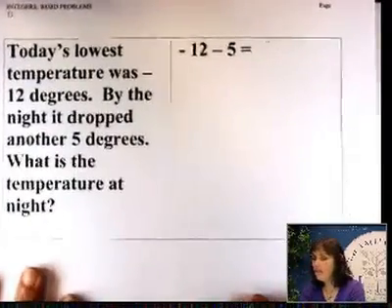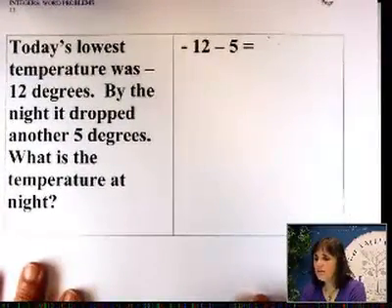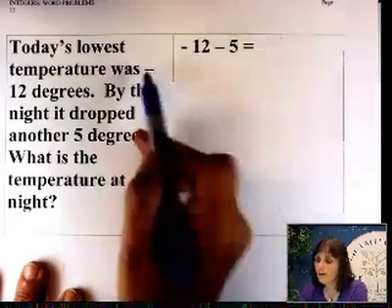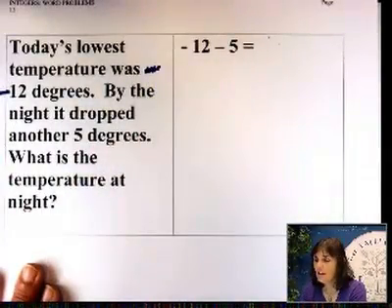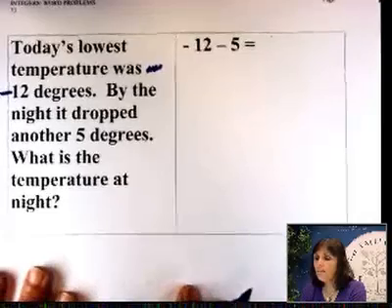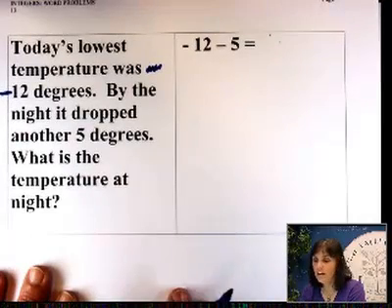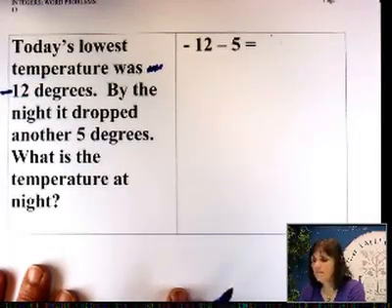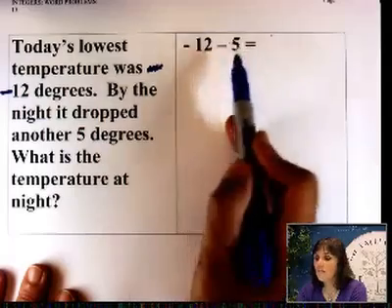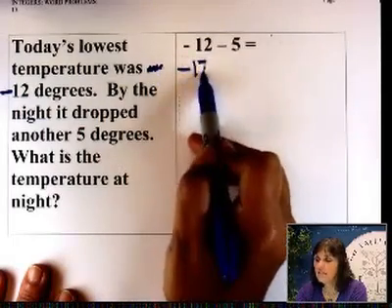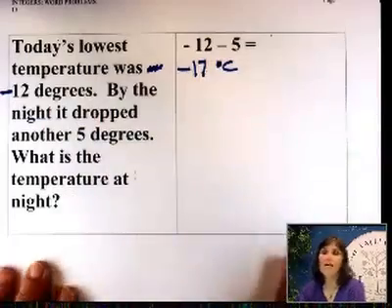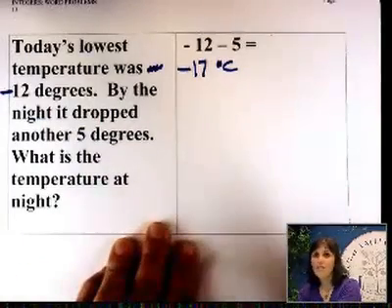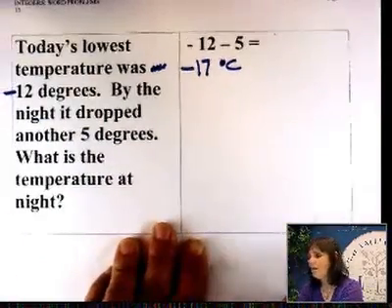All right, here's another one. Today's lowest temperature was negative 12. Let's put that negative in here so that you don't get confused. By the night, it dropped another 5 degrees. Dropped, negative. What is the temperature at night? Negative 12 minus 5. Negative 17. I assume it's Celsius or something. All right? So I just put that in there. But they have to give you that information.